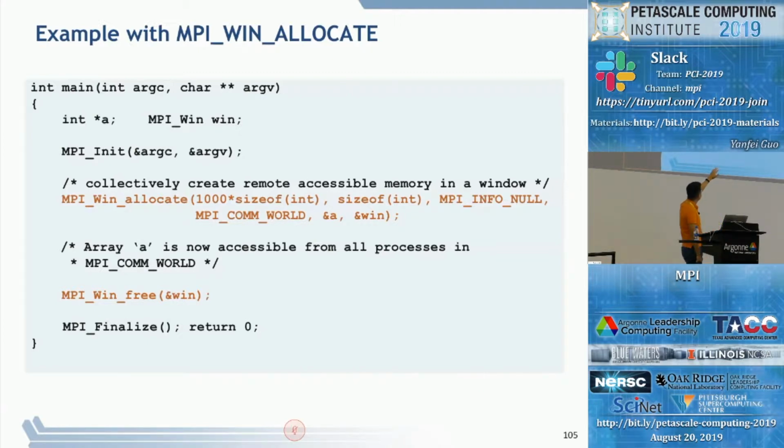After that, you can do a bunch of communication, reads and writes, or whatever. And then at the end, you have to free the window, which in turn deallocates the memory buffer. So that's when you allocate. Like I said, not every process has to contribute or create 1,000 integers. If one process wants to put just 500 integers, that's totally fine. Okay. Any question?